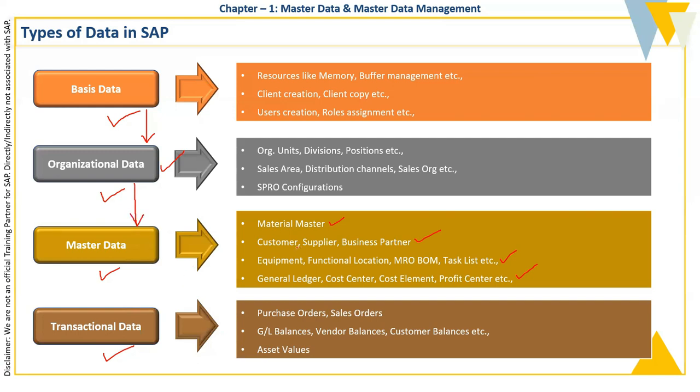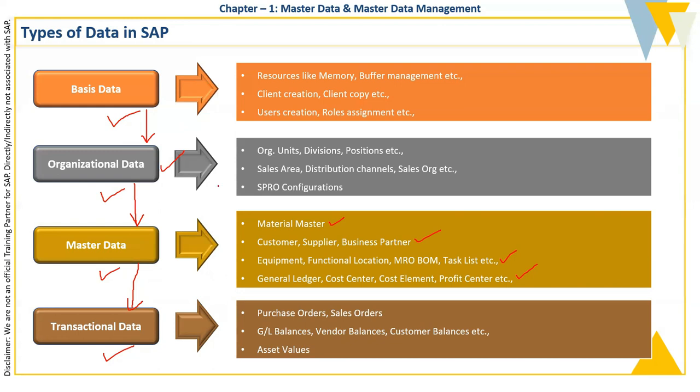creating the master data. We have various types of master data in SAP: material, customer, business partner, GL account, profit center, cost center, task list, service master, equipment, functional location, MRO BOM, equipment BOM, functional location BOM. So many types of data are there. Once the master data is ready, then the end user can perform the required transactions, can be ledger balances or purchase orders and sales orders, invoices. Whatever it might be, all the data is interrelated.